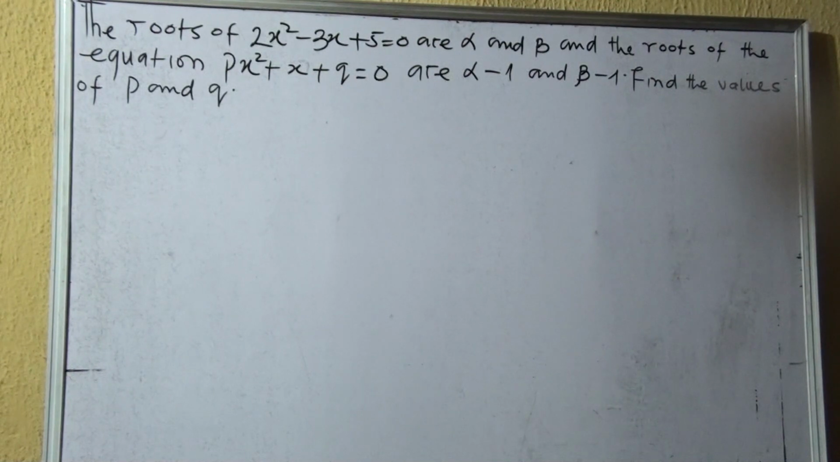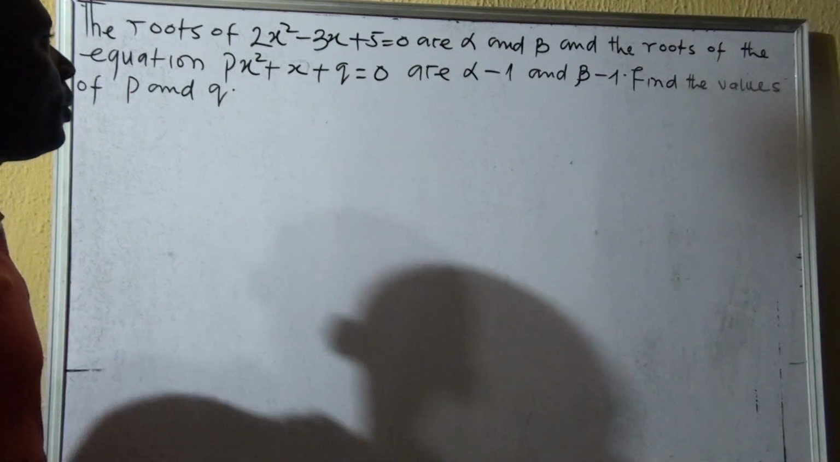The roots of 2x squared minus 3x plus 5 equals 0 are alpha and beta. And the roots of the equation px squared plus x plus q equals 0 are alpha minus 1 and beta minus 1. Find the values of p and q.